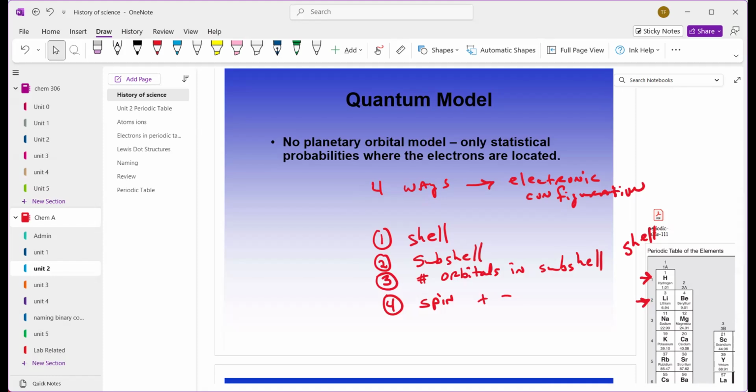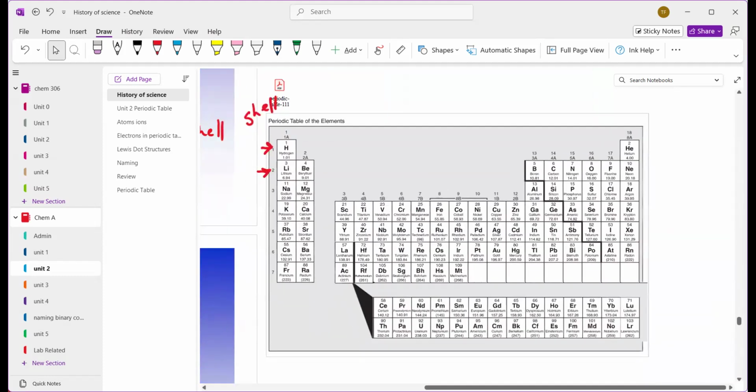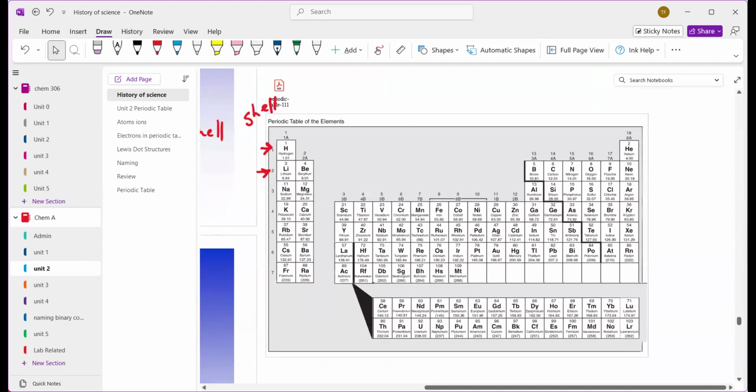Okay, from quantum mechanics, it tells us each electron has an identity. Now, I have to talk about the periodic table before we get into the quantum. So let's look at the periodic table. I'm going to come back to the quantum mechanical model, and we have to talk about how the periodic table is organized.